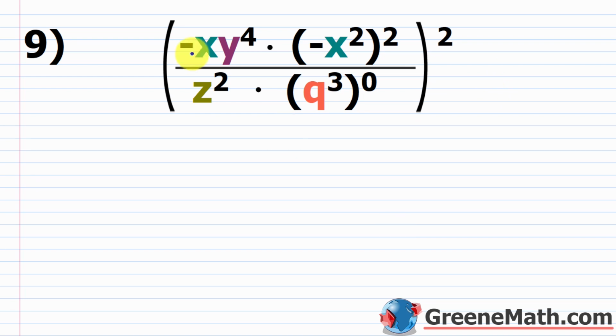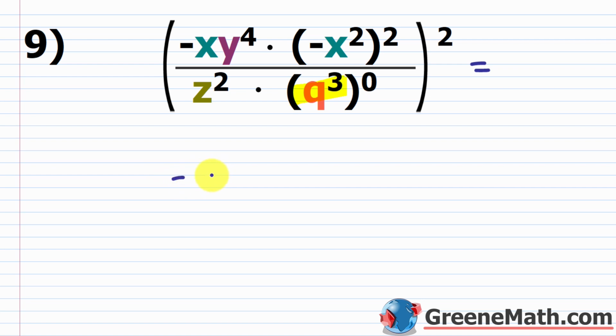So inside the parentheses, we have the negative of xy to the fourth power times, inside of parentheses here, the negative of x squared being squared, then over z squared times q cubed raised to the power of 0. And this whole thing is squared, right? So everything inside the parentheses is squared. Okay, so I'm going to start inside. And obviously this right here, this q cubed being raised to the power of 0, that's going to give you 1, right? So let me just write this out.